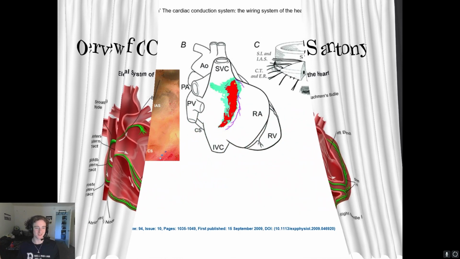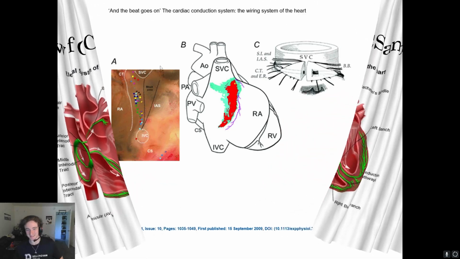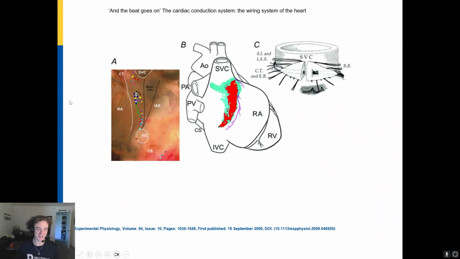Whoa! What does it actually look like? Okay, what does it actually look like? So here we're looking at a 2009 paper called "And the Beat Goes On: The Cardiac Conduction System, the wiring system of the heart." So this is starting to poke at the idea of the SA node being more than just this little dot. It's really this spanning structure from the superior vena cava to the inferior vena cava.